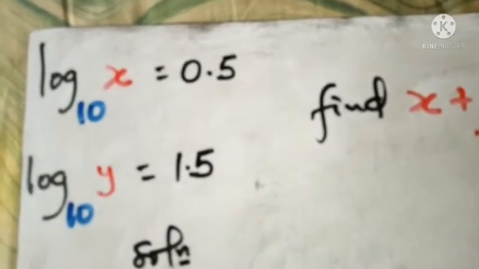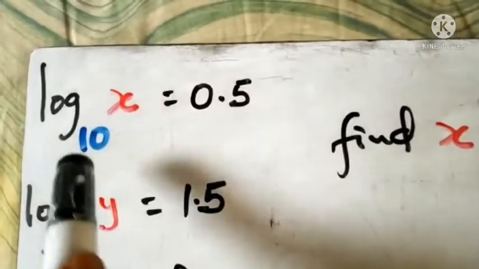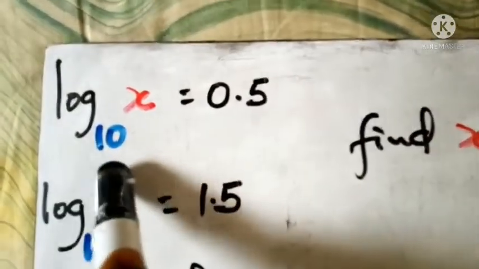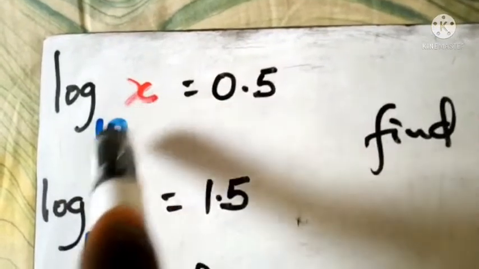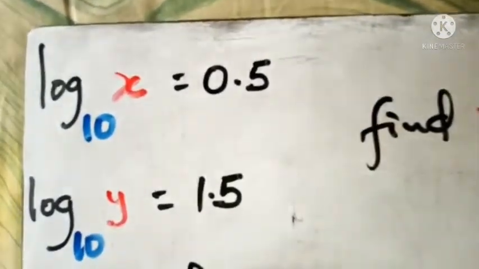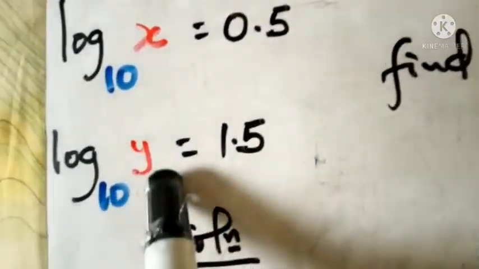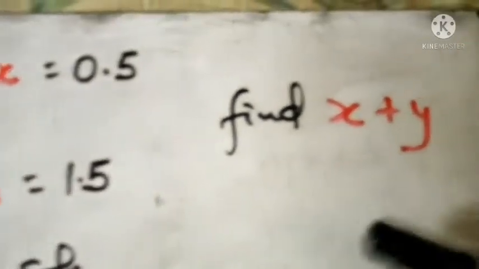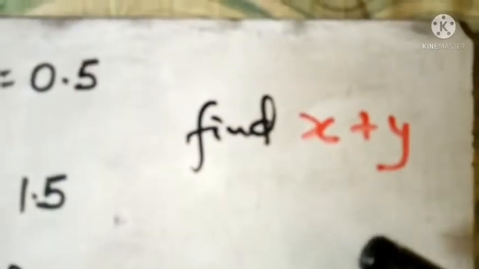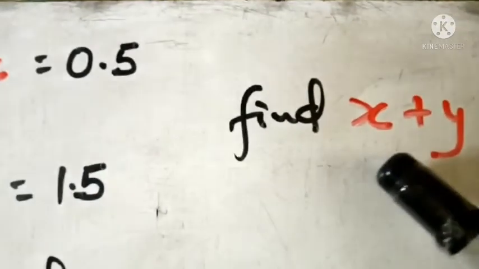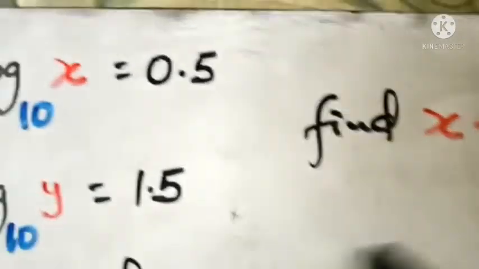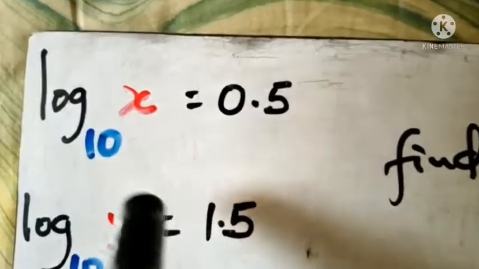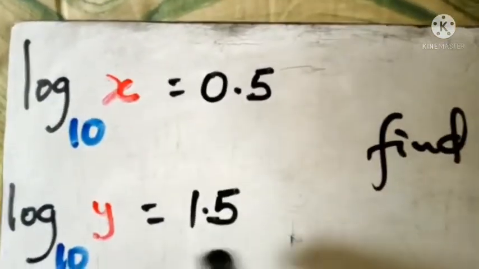Solving this type of question, maybe you are given log of x base 10 equals 0.5, and log of y base 10 equals 1.5, and then we are asked to find x plus y. This is what we are looking for. We want to add these two, but look at where they are hiding. They are hiding under the log sign, so we need to bring them out. So how do you do that?